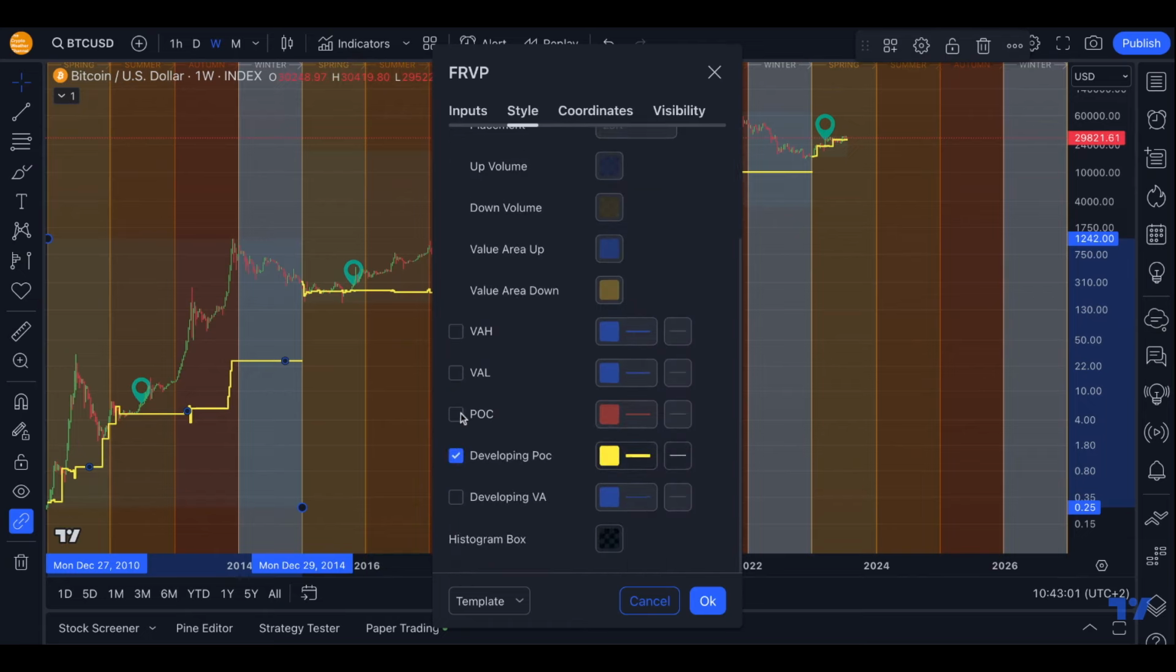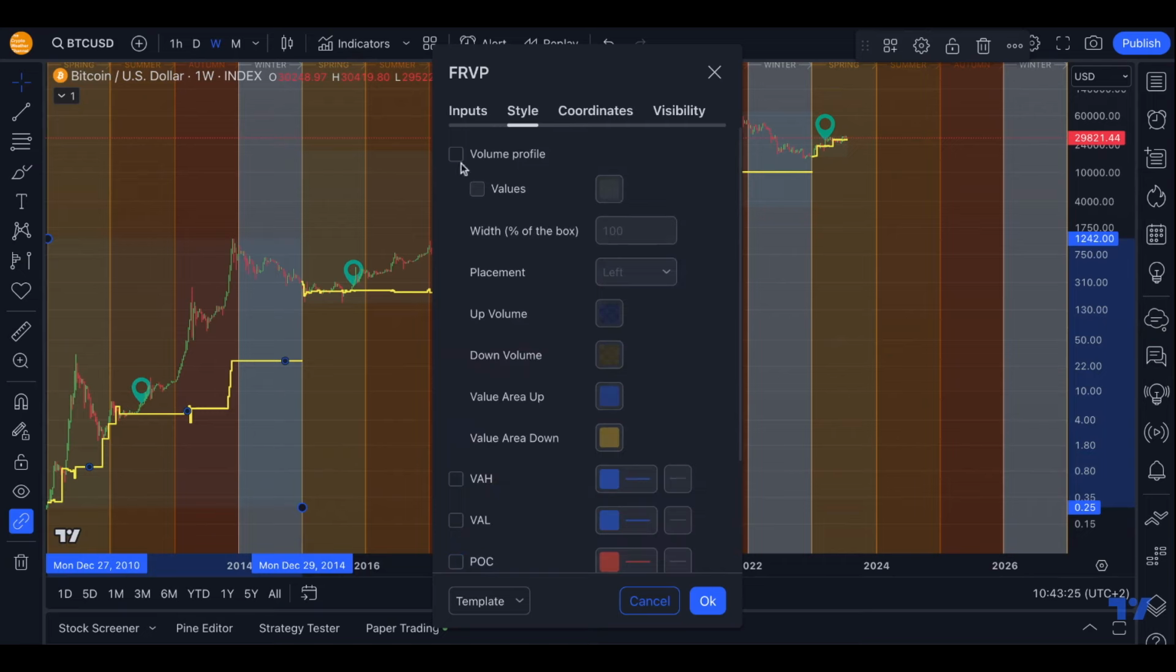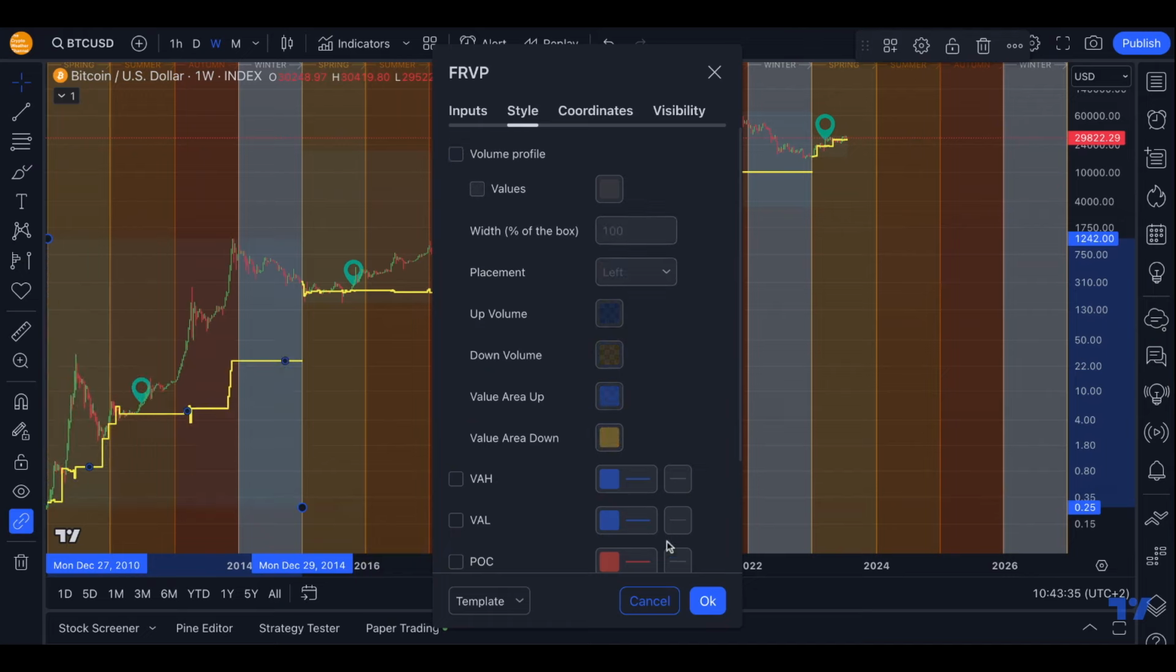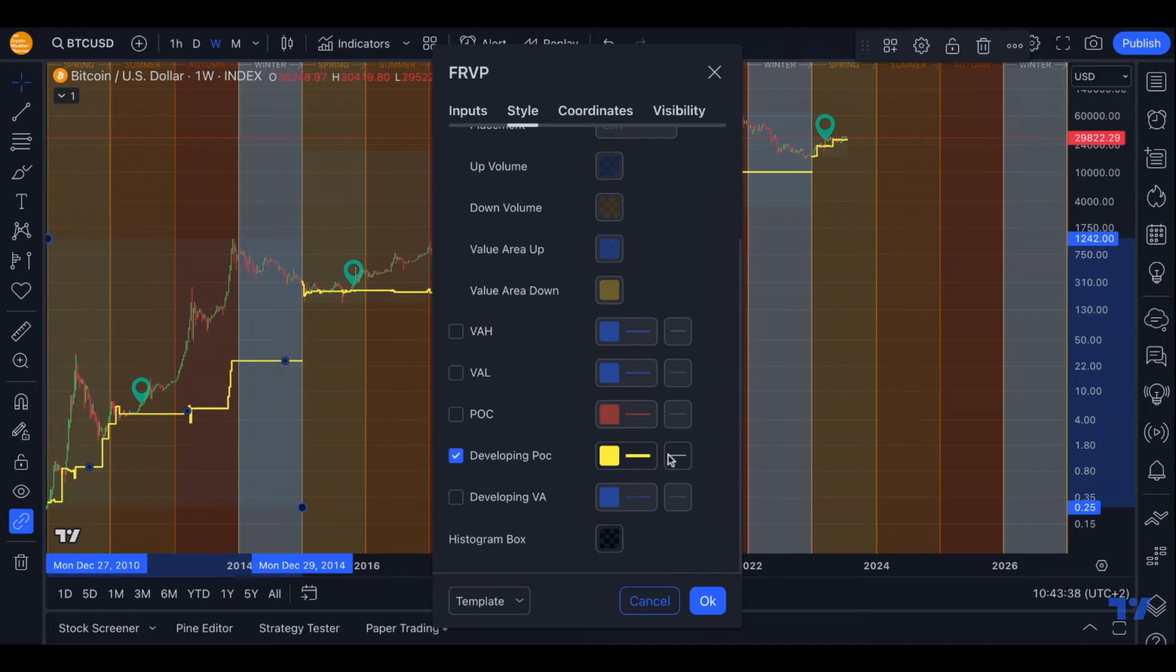All right, and then we want to turn off the point of control, right? Because we want to look at where that point of control is over the entire cycle. We're not really concerned with where it is at any specific point in time. We want to see how it progressed over the entire cycle, and we also want to turn off these bars because we're only concerned with the point of control over time. So those are just in the way, so we just turn those off as well, right?